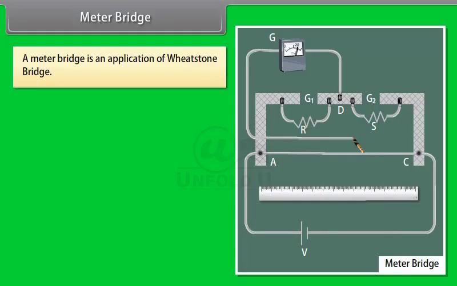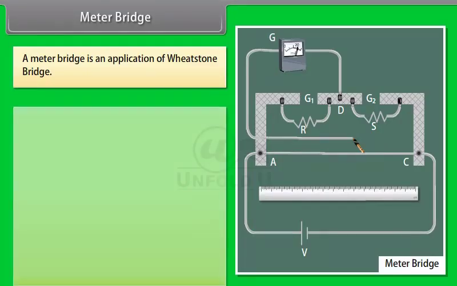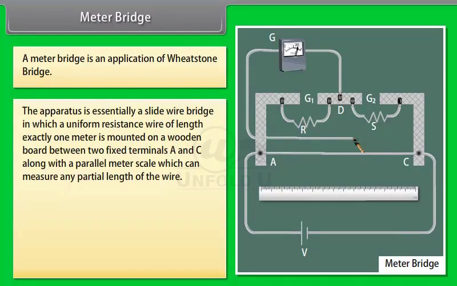Meter bridge. A meter bridge is an application of Wheatstone bridge. The apparatus is essentially a slide wire bridge in which a uniform resistance wire of length exactly 1 meter is mounted on a wooden board between two fixed terminals A and C, along with a parallel meter scale which can measure any partial length of the wire.